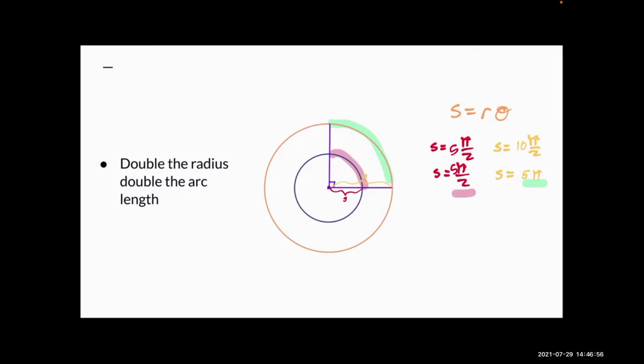So to summarize, when I double the radius and keep the angle the same, I'm doubling the arc length. Any questions?